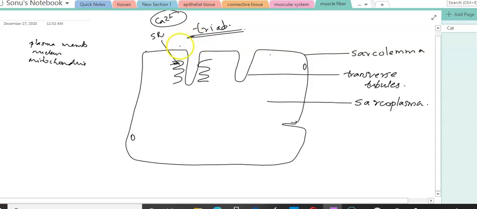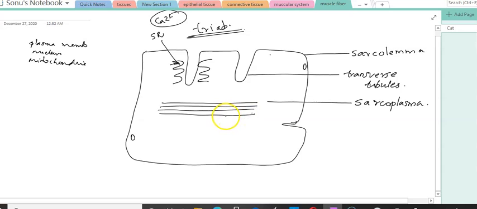So whenever there is an action potential reaching the surface, this calcium will be released here. And this release of calcium ions will cause a chain of reactions, which in turn will cause the myofibrils inside this cell to contract and relax.